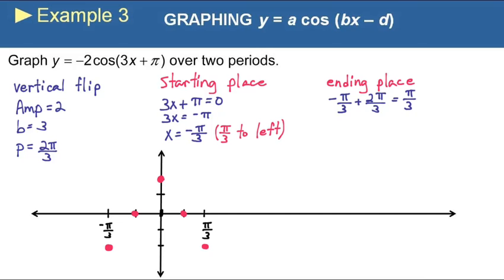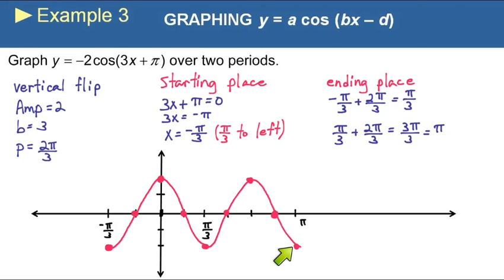Alright, now our second period, we'll just lay out 4 more marks. And I need to label this ending place out here. So I'm going to do pi over 3 plus another period. So pi over 3 plus another 2 pi over 3 gives us 3 pi over 3, which is pi. Alright, so pi goes right there. And so we're going again, we're already low, so the next mark's middle, high, middle, low. And connect the dots. And there's 2 cycles of -2 cosine 3x plus pi.